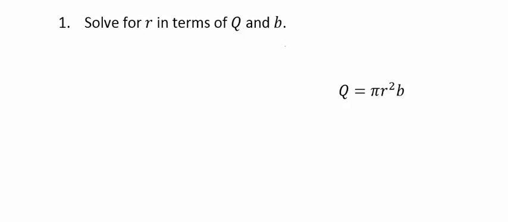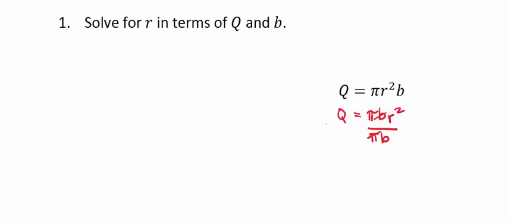Okay, let's look at this first question. It says to solve for r in terms of q and b. That means q and b will be in the answer. We're solving for r, and because we have multiplication over here, we can rearrange the order. We could have q equals pi times b times r squared if you want to. You don't have to do that, but you could.